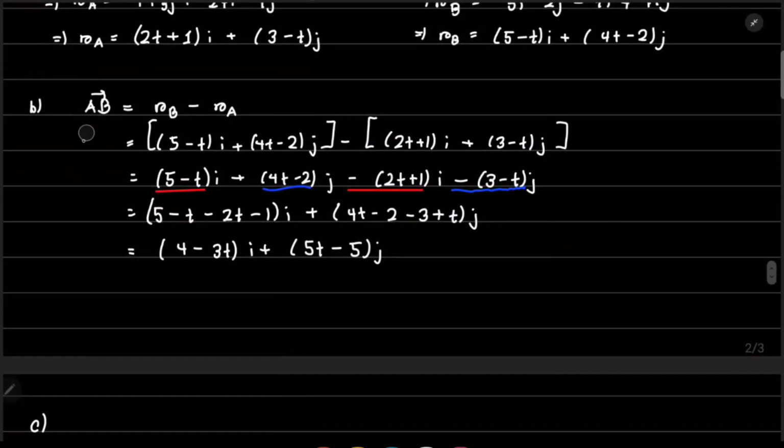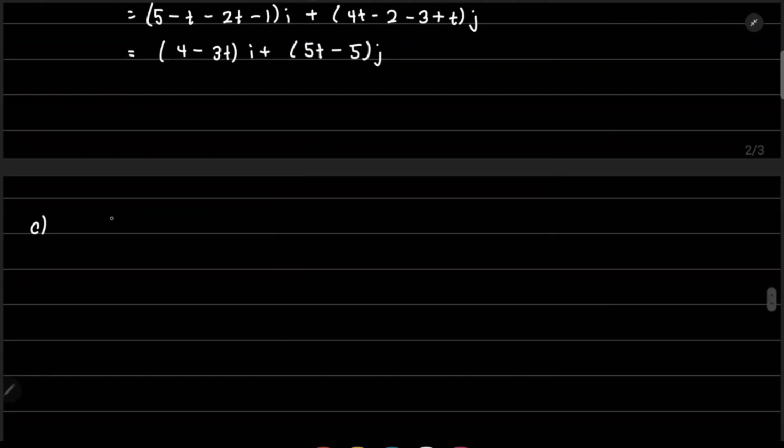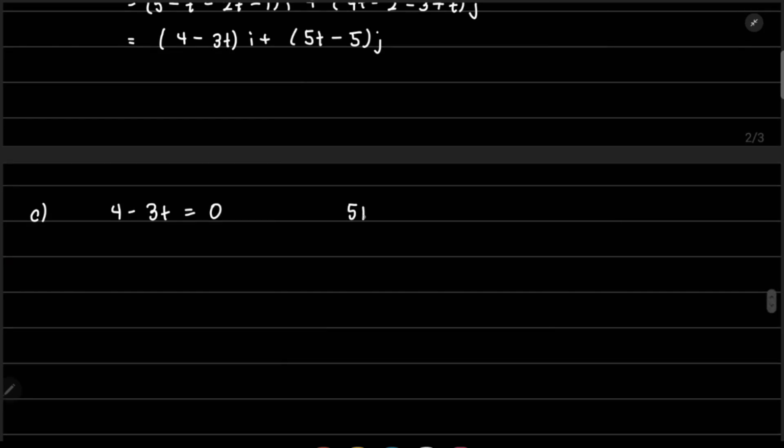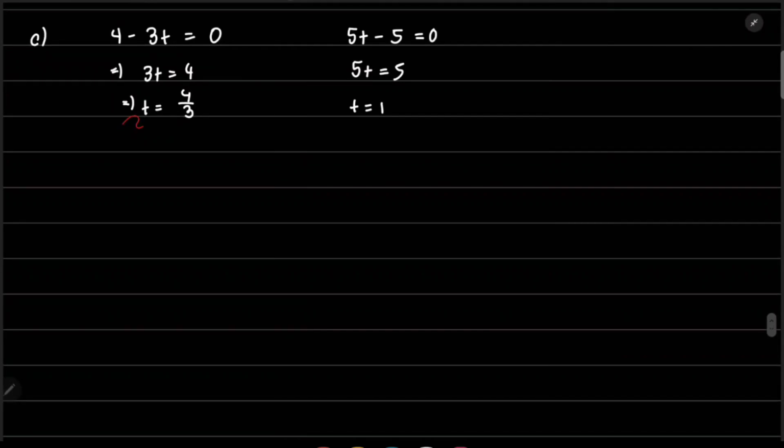If we have the displacement vector, we can also do it by setting this to be 0i plus 0j. So basically the displacement being 0, and then check if the value of t matches. So this is equal to 0 and 5t minus 5 is equal to 0. From here we'll get 3t equals 4, we'll get t equals 4 by 3. And if I solve this, I'll get 5t equals 5, I'll get t equals 1. The values of t do not match. T does not match, so they don't collide.